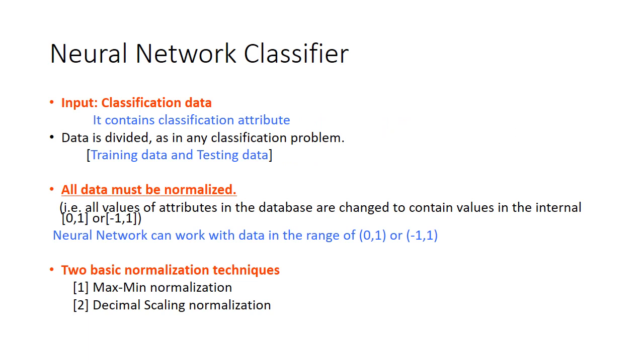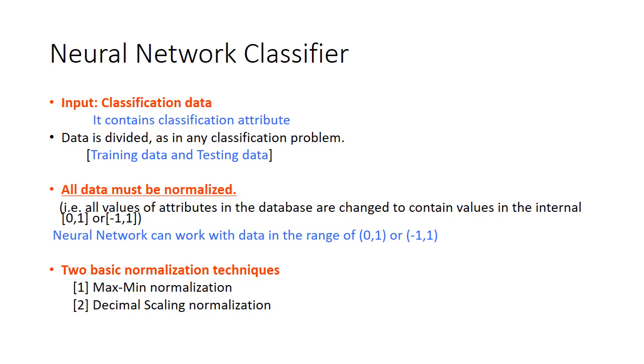So what are the input and the output for a neural network? As we are classifying the data, your data must contain the classification attribute. So what is the classification attribute? The decision, like yes or no, 0 or 1, approved or not approved, loan sanctioned or not sanctioned. All these things are the decision, the decision we are going to convey at the end of the classification. So your attribute should be present in your classification data.